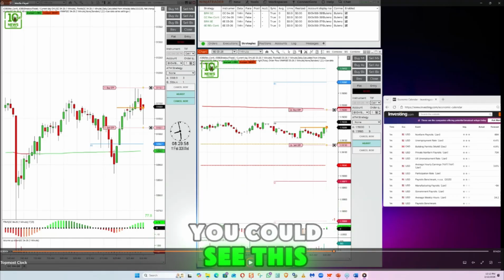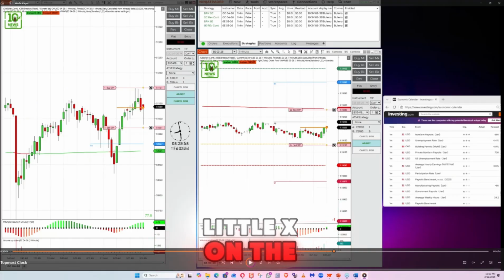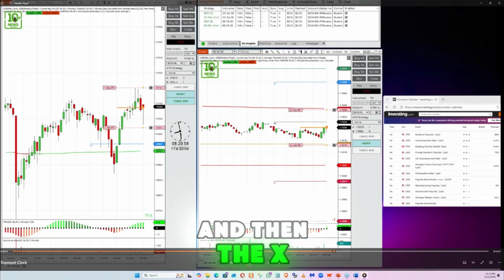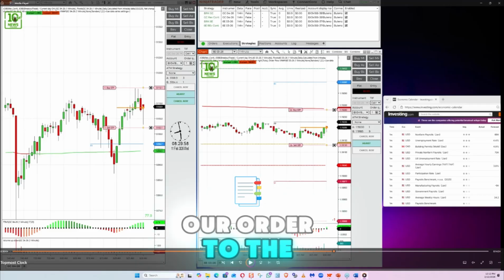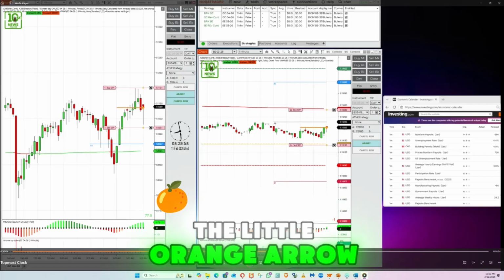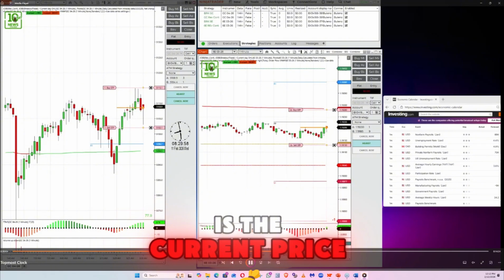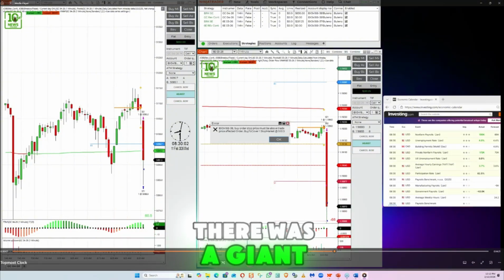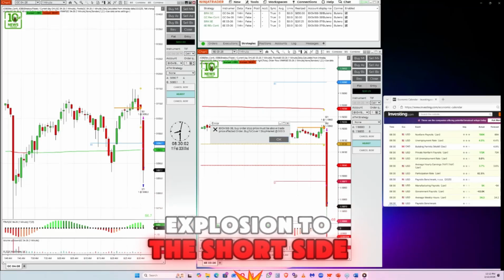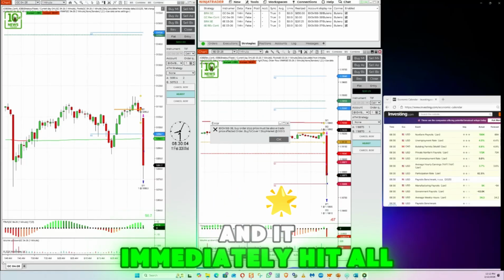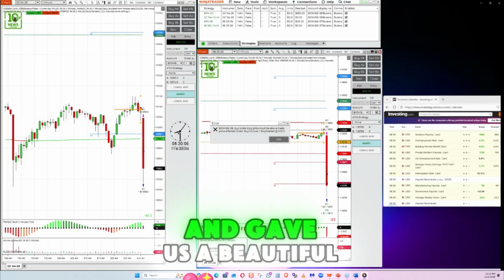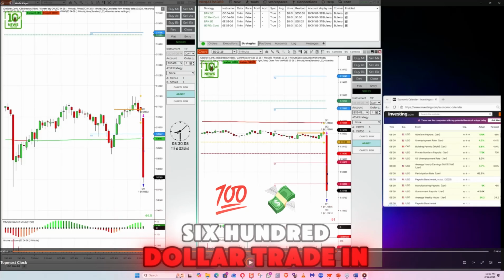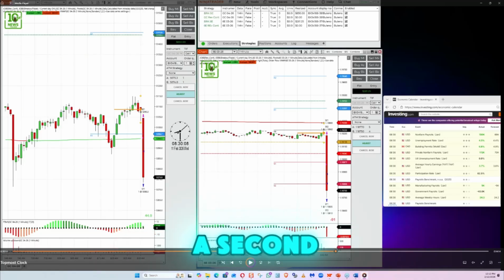You can see this little X. On the upside is an order to the long side, and then the X on the bottom is our order to the short side. The little orange arrow is the current price, and what happens is the news gets released. There was a giant explosion to the short side, and it immediately hit all our targets and gave us a beautiful, profitable trade. It was over a $600 trade in a second.